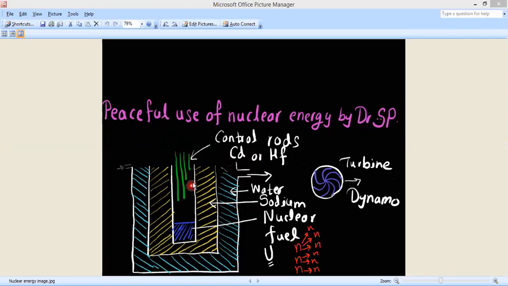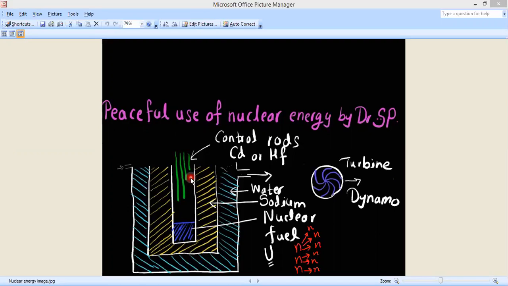Subcritical stage means the reactor has stopped. Critical stage means the reactor is working, and supercritical stage means it is going to be uncontrolled. So to avoid an uncontrolled nuclear fission reaction, we use these control rods.